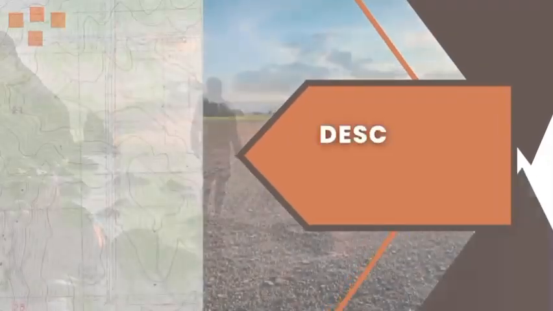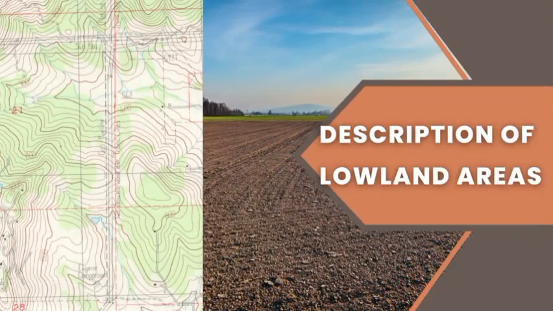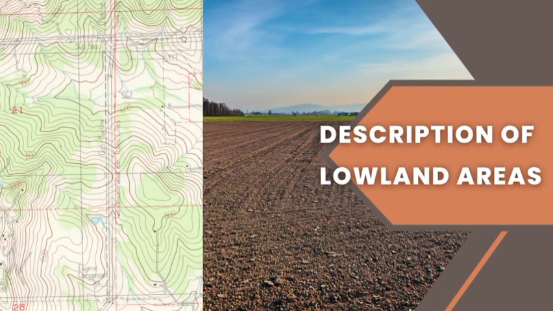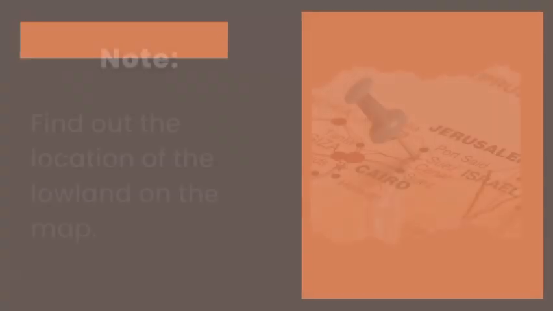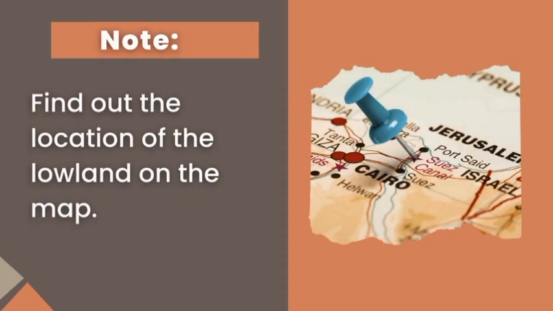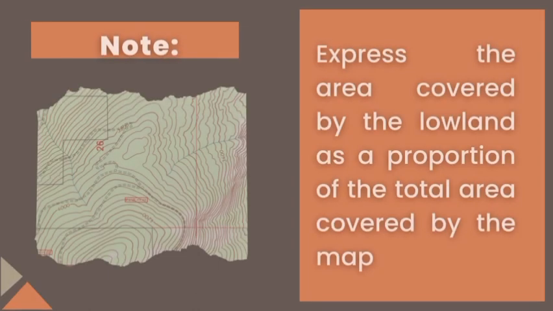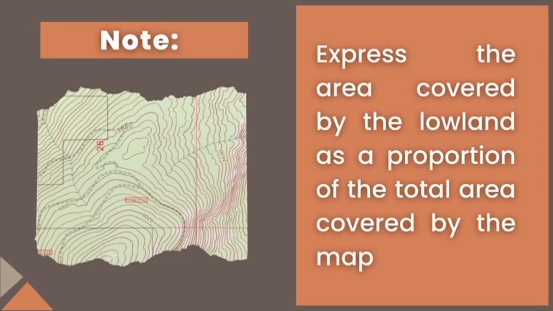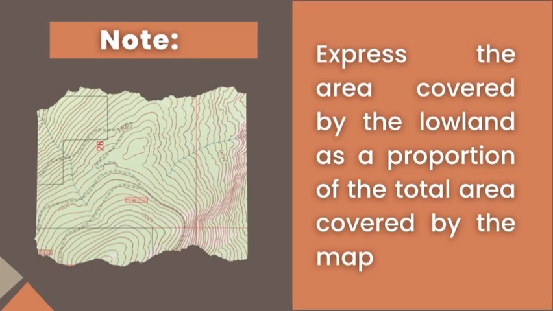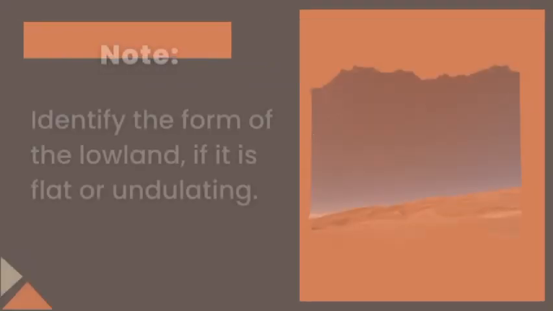The next is the description of lowland area. When we have lowland area, it means plain or rather a basin. Firstly, what we need to do is to find out the location of such a relief pattern on the map to know where it occurs on the map that we are studying. Also, we need to express the areas covered by the lowland as a portion of the total surface area of the map. That is to calculate the total surface area.